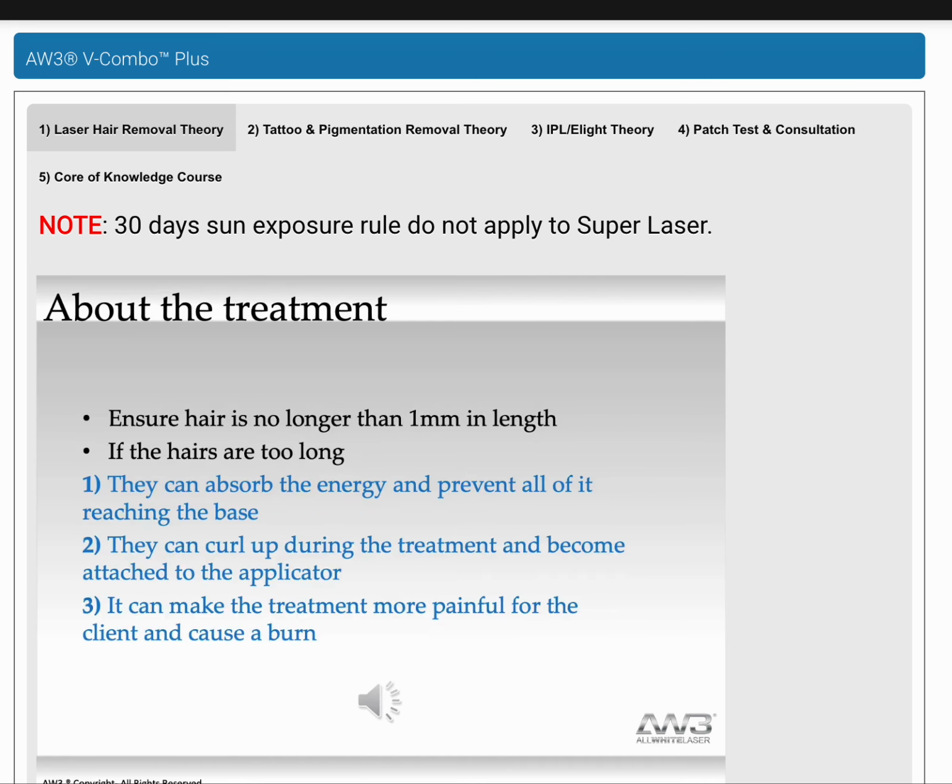About the treatment. Before we perform any hair removal treatment, we must ensure that the hair is no longer than 1 millimeter in length. If the hairs are too long, they can absorb the energy and prevent all of it reaching the base of the hair follicle. The hair can curl up during the treatment and become attached to the applicator, causing the applicator to become damaged. It can make the treatment more painful for the client and cause a burn on the skin.